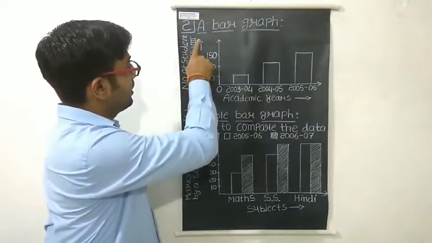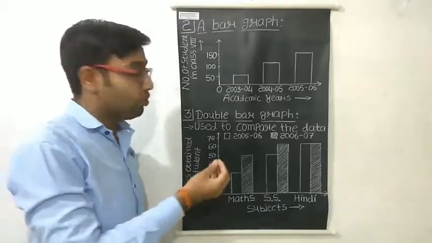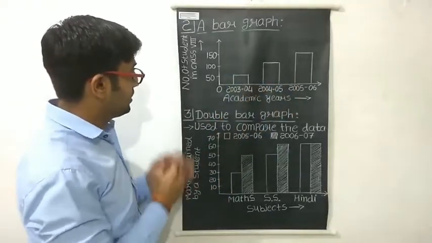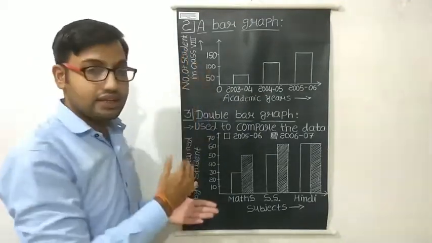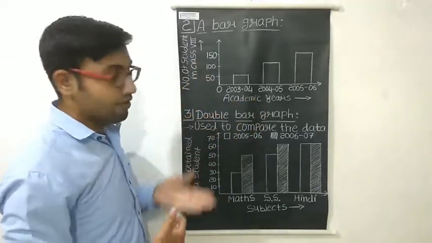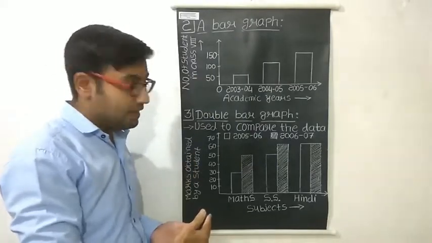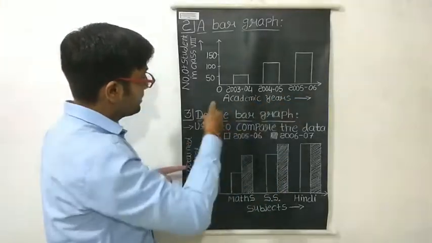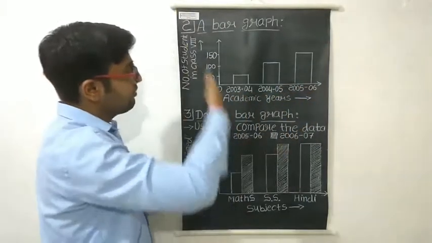This is the second type: a bar graph. Bar graph means we have to draw bars like this. Let us take an example. This data is about the number of students in class 8 according to the academic years. There are two axes: this is the x-axis and this is the y-axis. We can also call them the horizontal and vertical axes.